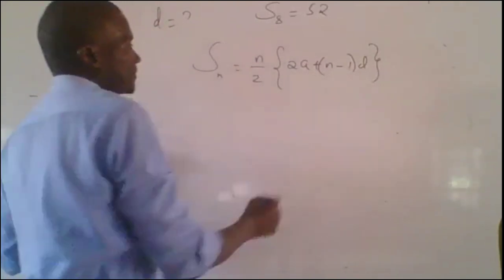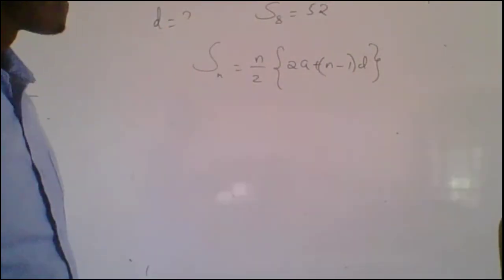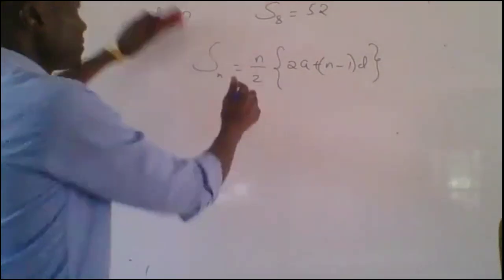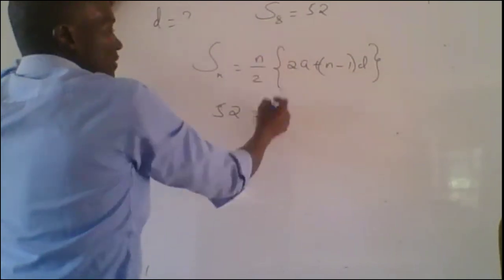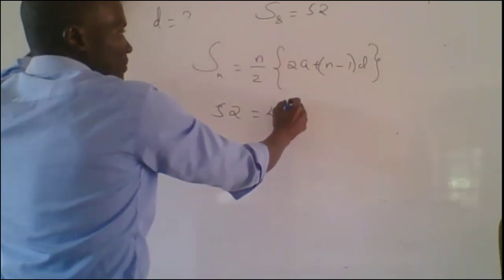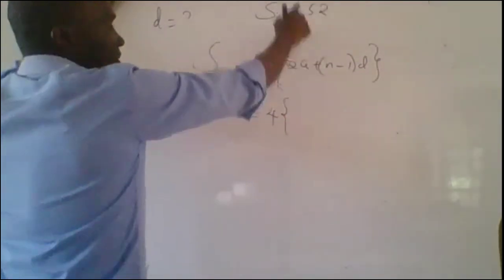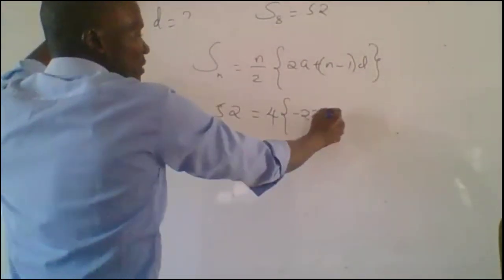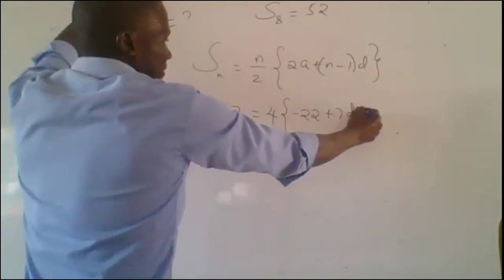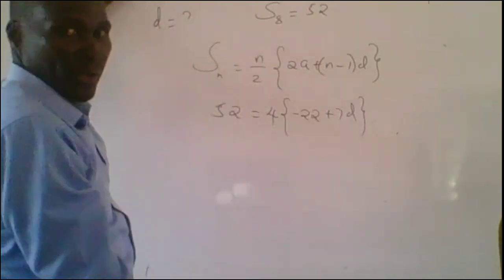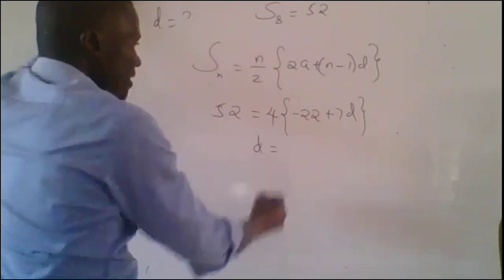Charlene? Yes? You know the formula, the one that I've written there? Yes. That is what we will substitute there. So if the sum is 52, we'll say 52 is equal to n over 2. N is 8. 8 over 2 is 4. Why 2 times a is negative 11? So 2 times negative 11 is negative 22, plus n, which is 8, 8 minus 1, 7, times b. Are you seeing that? Yes. So in that case, we are able to get the value of b.